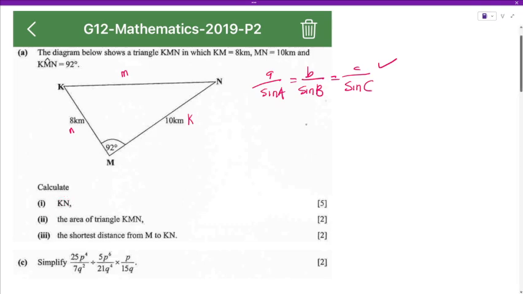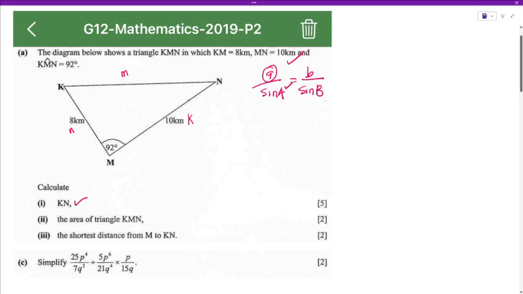That's a distance there. So now, for you to be able to use this ratio, you remember we said you can only use 2 of these ratios at a go. So since you are finding the side, it requires that you know the angle opposite that side you are finding. If you check this question, the side we are finding is what? KN. Where is KN? KN is this guy, right?